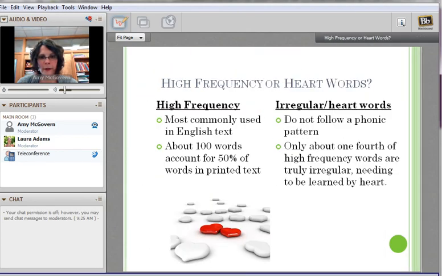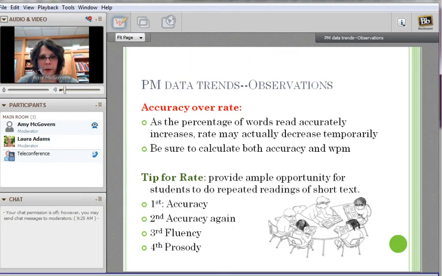So now I'm going to skip back. Forgive the skipping. Okay, so the data trends. As the percentage of words read accurately increases, the student's rate, as you saw on that graph, often decreases because you're really getting them to think before they speak.